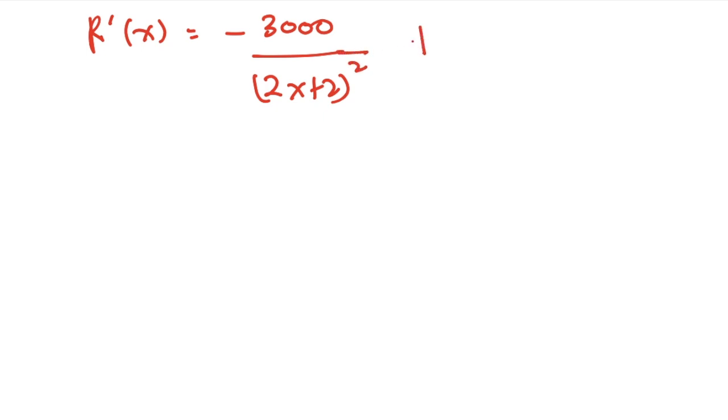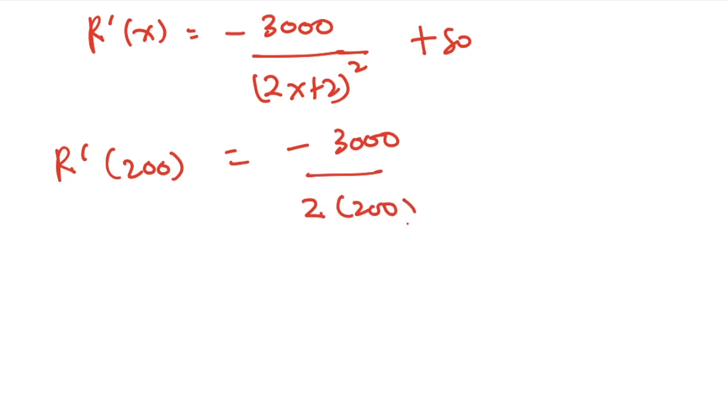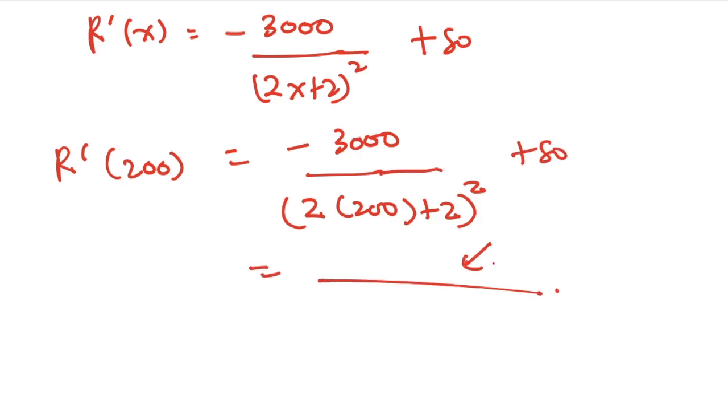So let me do it here because I don't have enough space in the previous slide. So I have r prime x equivalent to minus 3000 over (2x plus 2) squared, plus 80. So when I have r prime 200, then I have minus 3000 over (2 times 200) squared, plus 80, then you get the answer here. This one I'm sure you know how to calculate yourself, yeah? Okay, so that's for question 2.